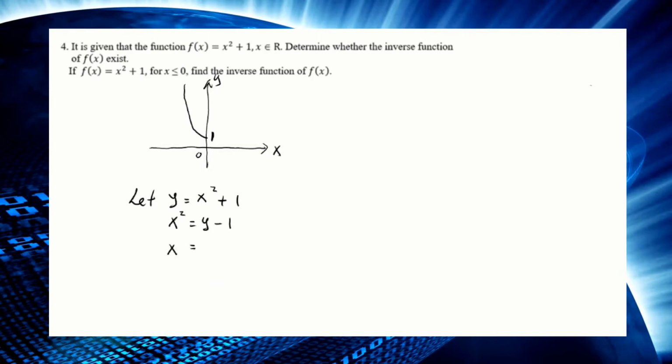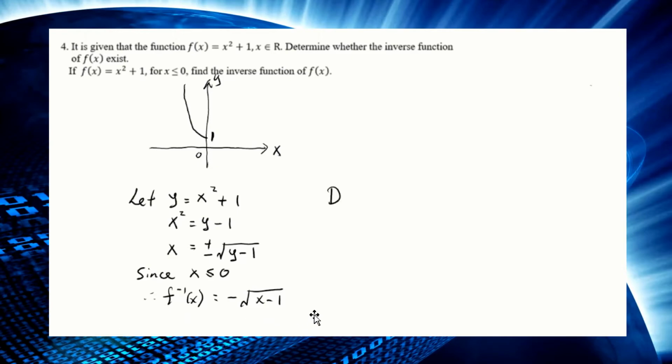So now here we found that there are two values of x. One is positive, the other one is negative. But since the domain, the value of x, we have already restricted to less than 0, which is negative value, therefore this means that we will take the negative square root of x minus 1. So the inverse function for f is negative square root of x minus 1.